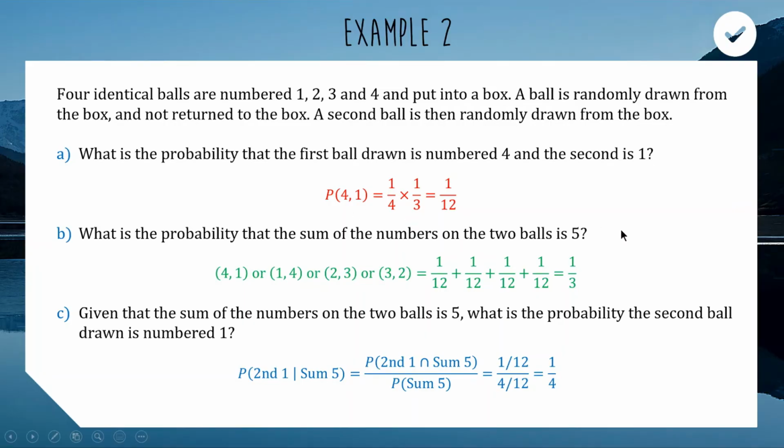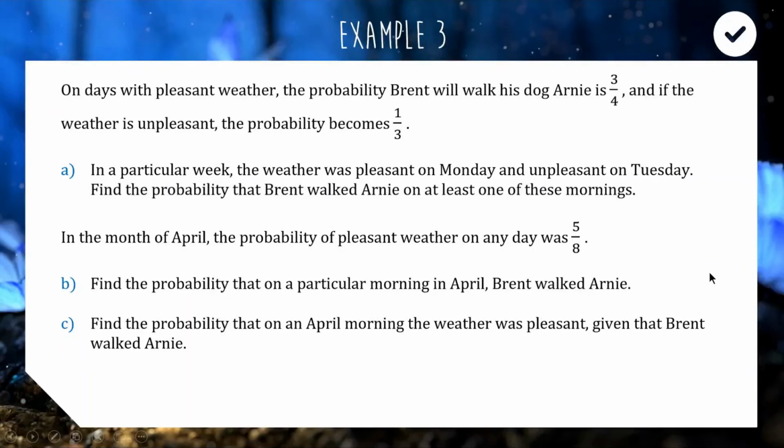All right, let's try another one. On days with pleasant weather, the probability that Brent will walk his dog, Arnie, is 3/4. If the weather is unpleasant, the probability is now only a 1/3 chance of the dog being taken for a walk. Okay, question A. In a particular week, the weather was pleasant on Monday and then unpleasant on Tuesday. Find the probability that Brent walked Arnie on at least one of these mornings.